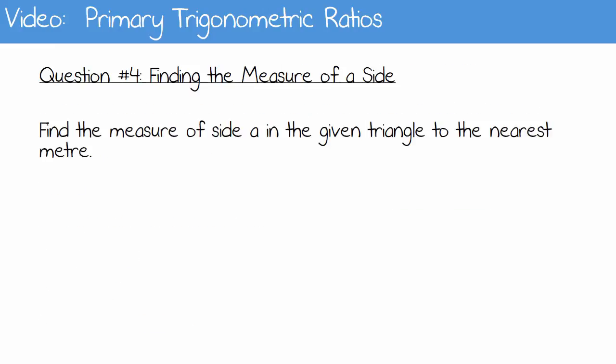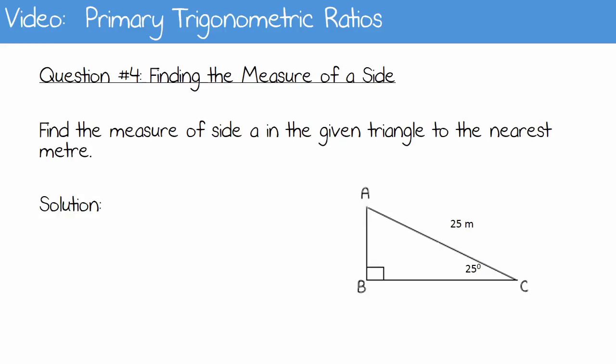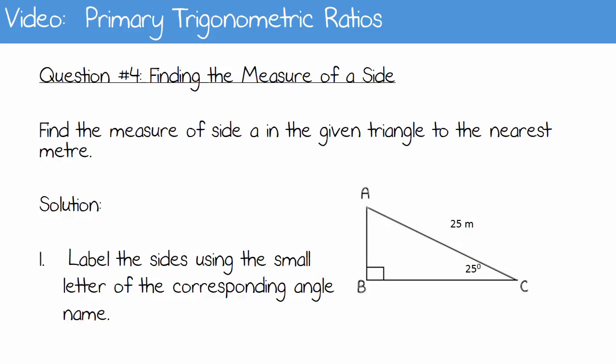Question number 4. Finding the measure of a side. Find the measure of side A in the given triangle to the nearest meter. Here is the given triangle. Triangle ABC. Angle C is 25 degrees and side B is 25 meters.